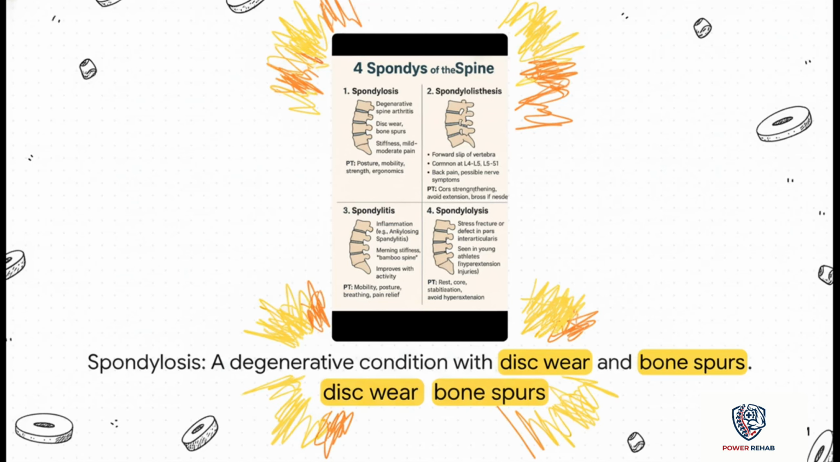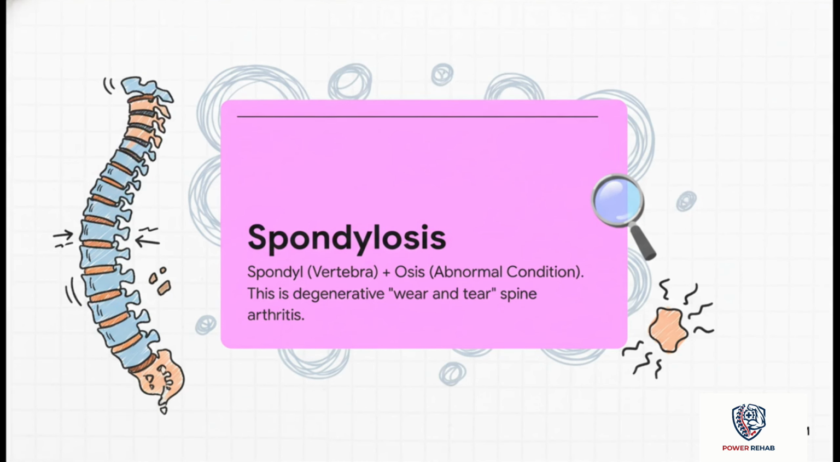Okay, first up, spondylosis. Now, take a good look at this picture. You can see how the discs, those cushions between the bones, are getting worn down. You can even spot little bone spurs starting to form. This, right here, is the classic picture of wear and tear. The name itself gives us a massive clue. Spondylo is just a fancy word for vertebra, and osis simply means an abnormal condition. So the easiest way to think about spondylosis, it's basically the general term for age-related arthritis in the spine.